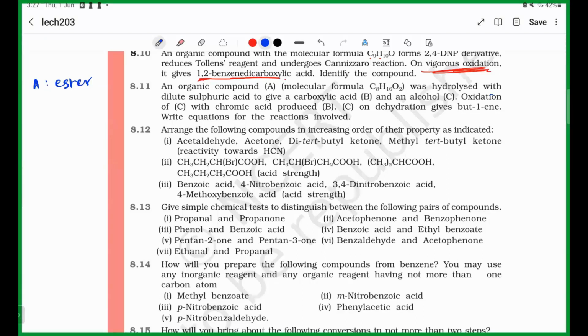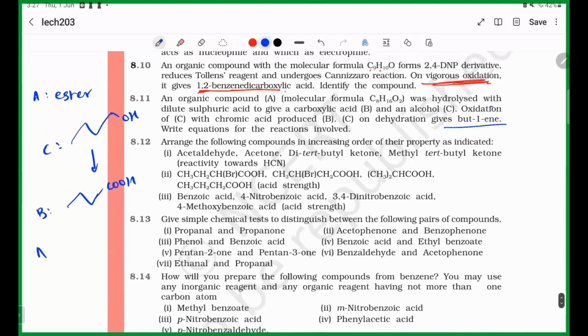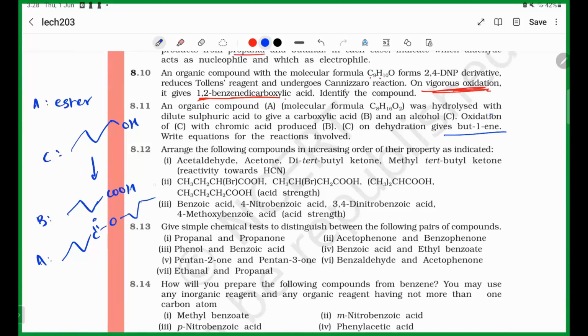So that has to be the case. Next, C on dehydration gives butene again. So C has to be something like 1, 2, 3, 4, and it's an alcohol. So it has to be like this. Because on vigorous oxidation, it cannot lose any carbon atoms, it'll give you B. So now on vigorous oxidation, you know that that will give you COOH. That is B. So therefore, what is A? 4 carbon atoms, COO, and then 4 carbons, 1, 2, 3, 4. Yes, so that is A.